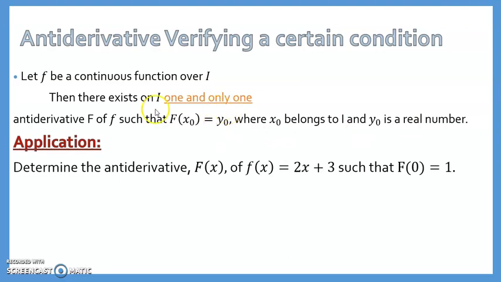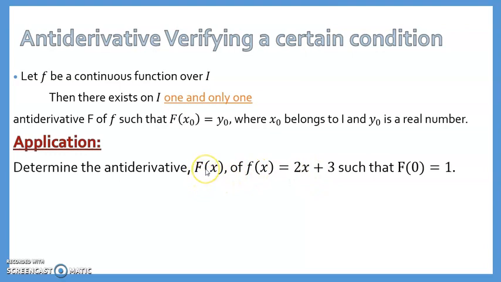If you have a certain condition on the antiderivative, then you'll only get one antiderivative. So for example, determine the antiderivative, big F of x, of small f of x equal to 2x plus 3, such that big F of 0 is equal to 1. So here you have this condition.